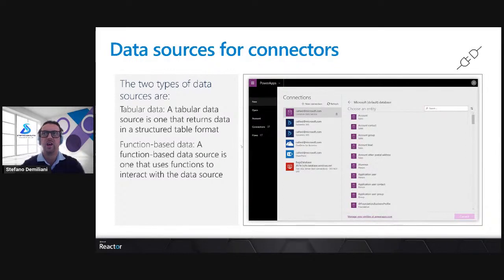And normally you have two types of data sources. One is tabular data. Tabular data means that data returned from the connector are returned in a structured format, a table. And you have function-based data, so connectors that call functions and then return you data.